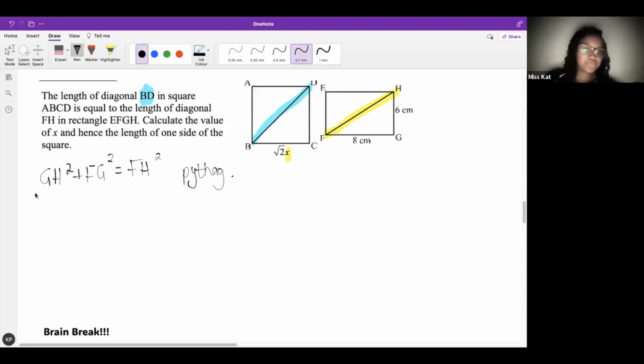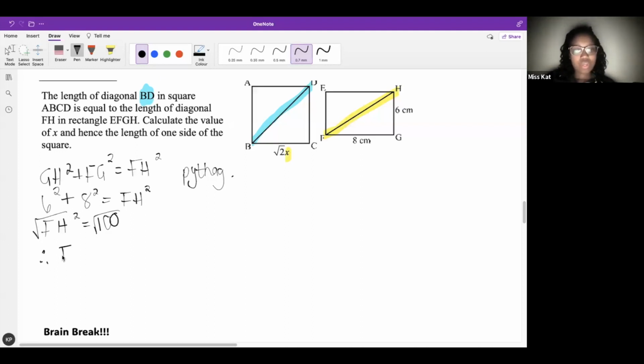Okay, we know that GH is 6 squared plus 8 squared equals FH squared. So FH squared will be 100. And if you square root both sides, therefore FH is 10. I know someone's going to say, ma'am, didn't you say when we introduce a square root, you have to do the plus minus? You do, but this is a length and you can't get a negative length, okay? So in case anyone was wondering, you can't get a negative length.